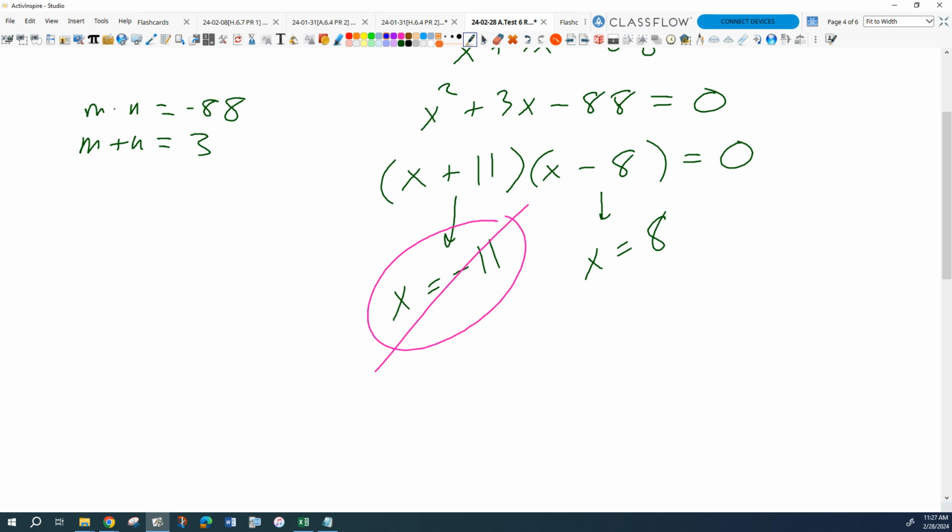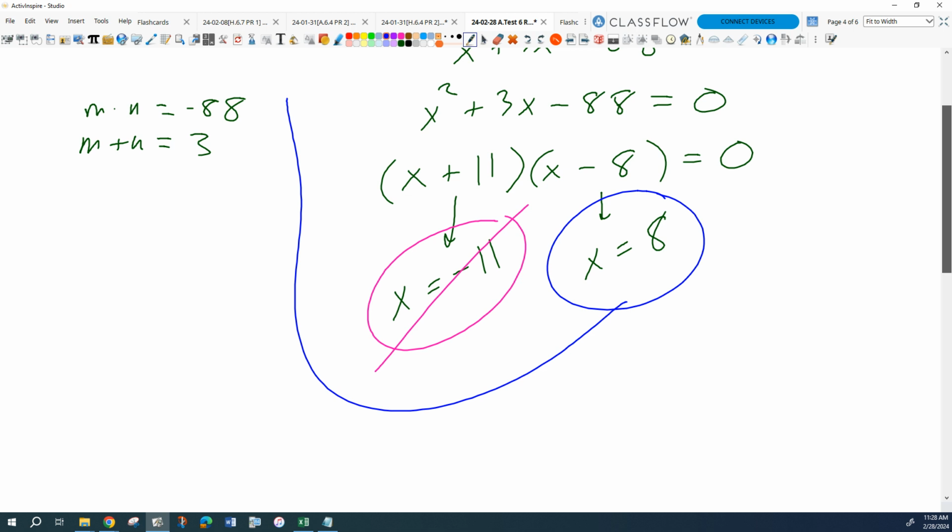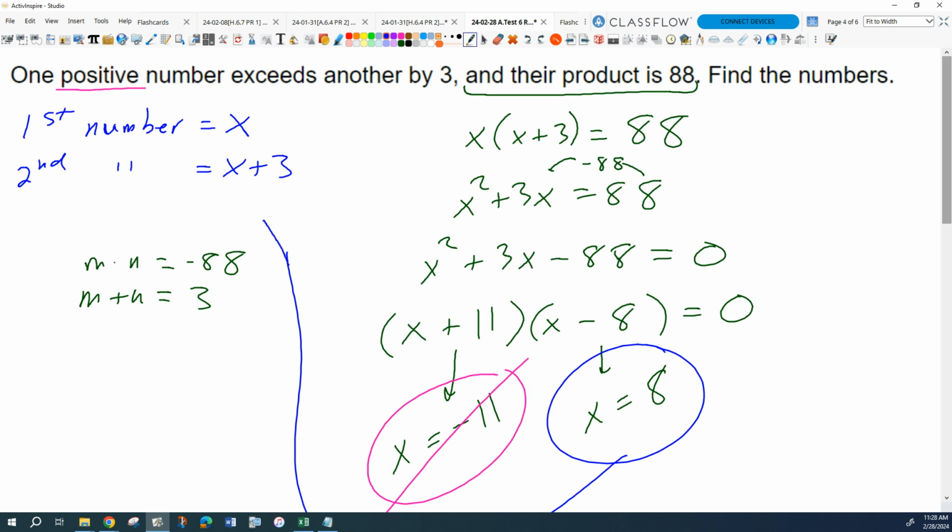So if we keep x equals 8, what are we going to do with that? Well, we're going to go back now and plug that in up here, right? So if I plug in 8, what does that give us? And then how about if I plug it in there? 8 plus 3 is 11. So those are my 2 numbers, 8 and 11. Positive 11 though, right? Not negative 11.